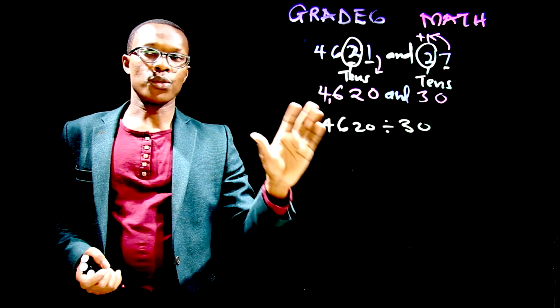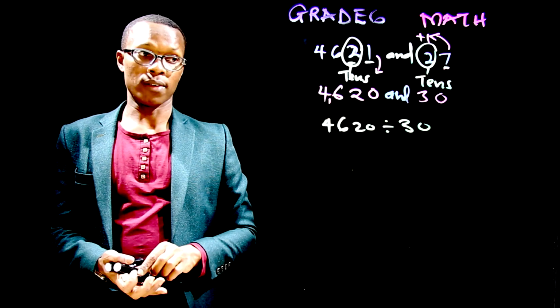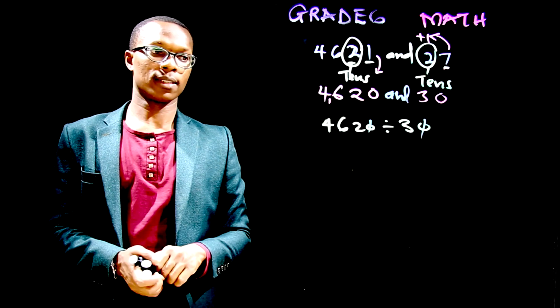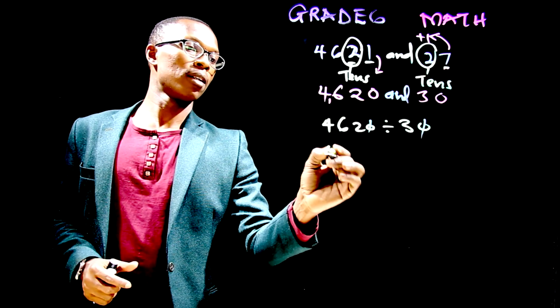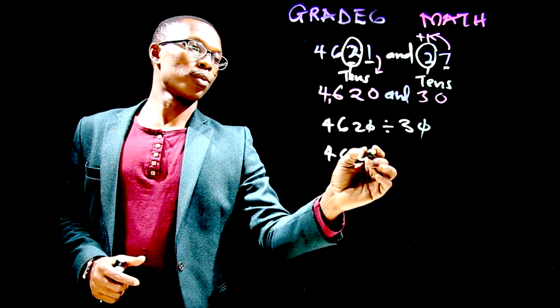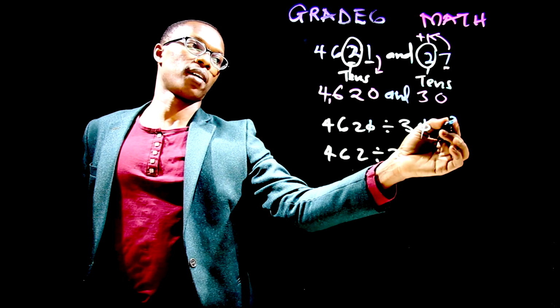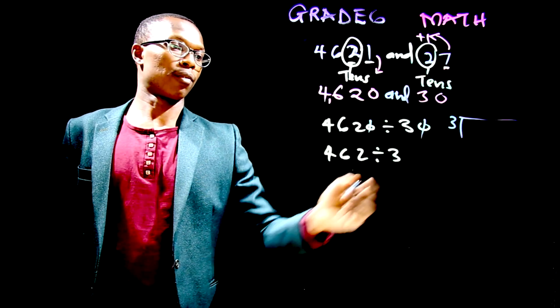Sometimes you don't need to stress with these big numbers. If you have zeros, just eliminate them. So 0 goes with this one, all right? So what do you have remaining? 462 divided by 3. And this is so easy to simplify. Let's see if we can divide it.